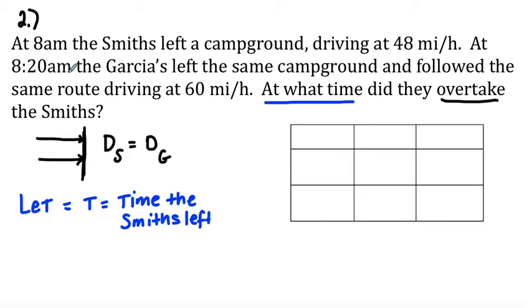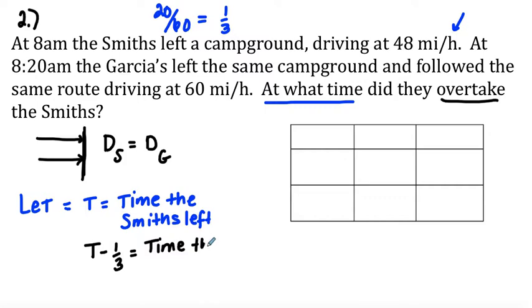Now, it's in minutes and our question's in hours, so we have to convert 20 minutes to hours. 20 divided by 60 gives me 1/3. So 1/3 of an hour later. I know we're tempted to want to say t plus 1/3, but they're actually on the road less time, and less means subtract. So t minus 1/3 is going to be the time the Garcias are on the road.